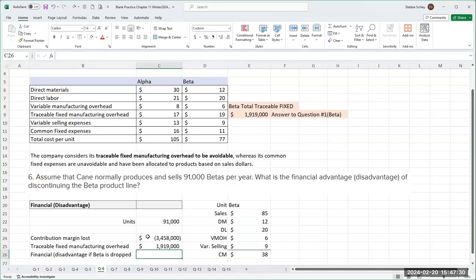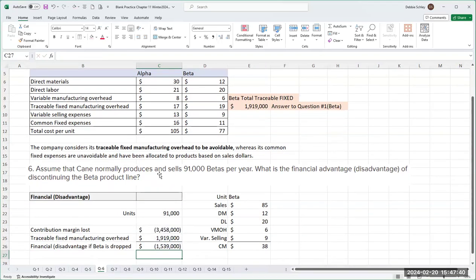So now, because I have this a negative and this a positive, I can do equal sum and find out if this is an advantage or a disadvantage. Well, it's negative $1,539,000. So definitely a disadvantage. Okay.